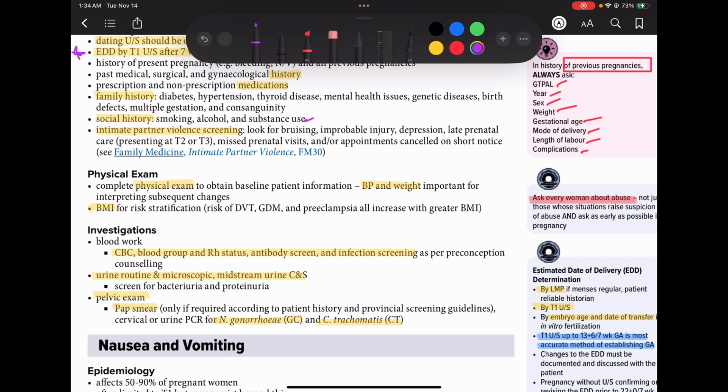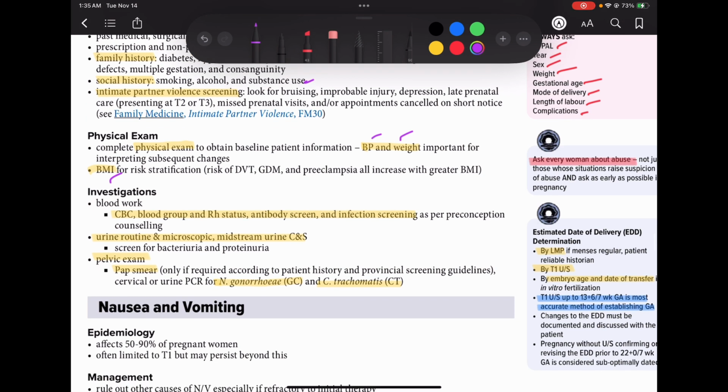And then in physical exam, we're going to do the baseline patient information. Blood pressure and weight are important, and BMI is also pretty important. In blood work, CBC, blood group, and Rh status, which is very important. Antibody screen and infection screen as per preconception counseling. So we're going to go for blood group, Rh status, antibody screen, and infectious screening.